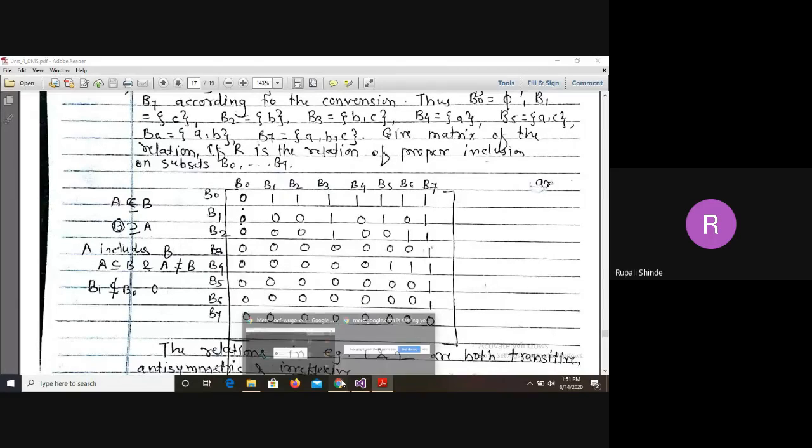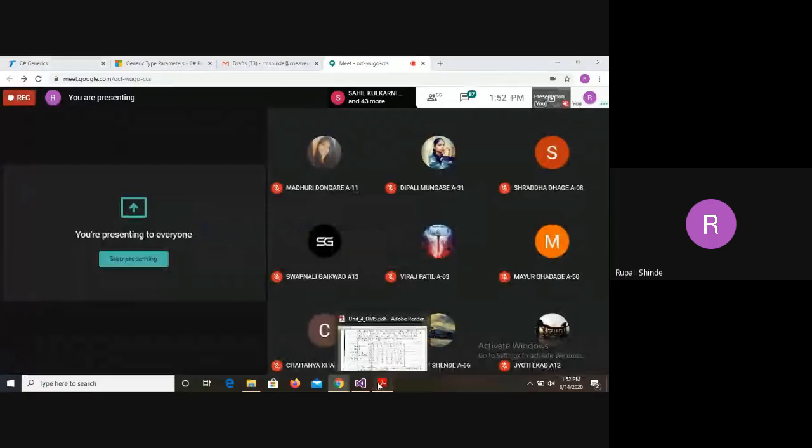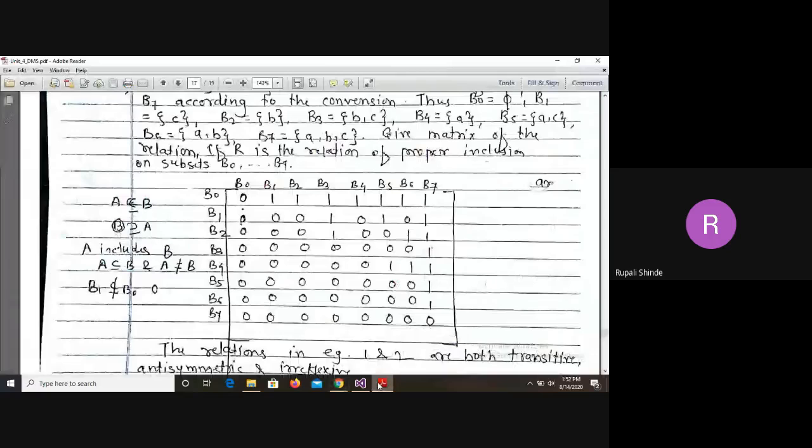Many times they have asked this question for 8 marks. So just let me know, have you understood how they have marked here 0 or 1? Or shall I repeat this? Repeat once again, ma'am.